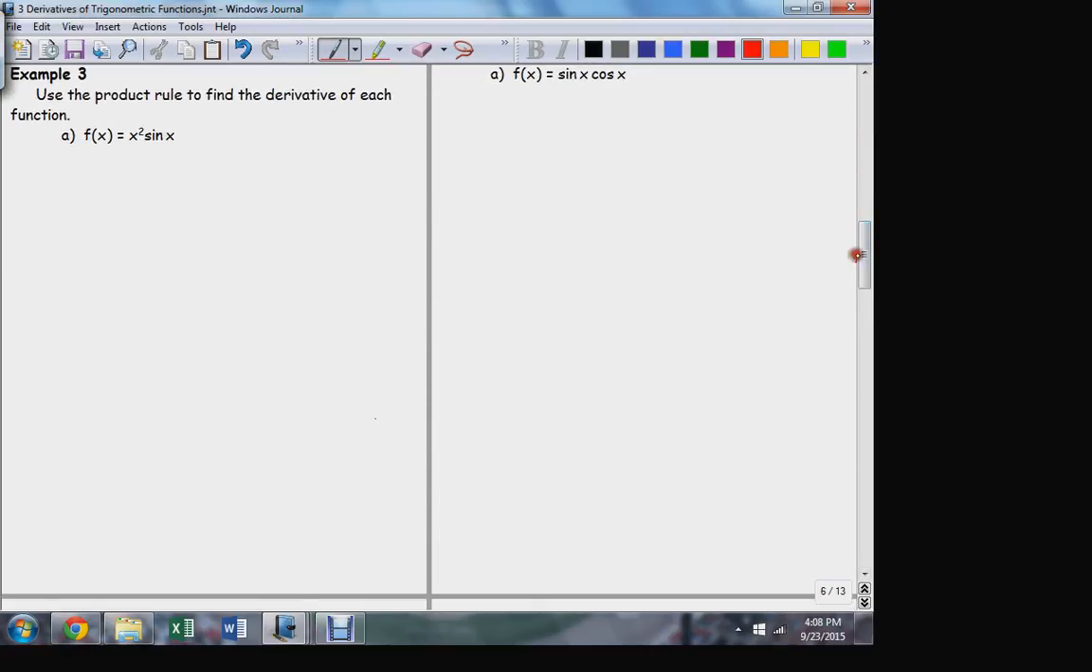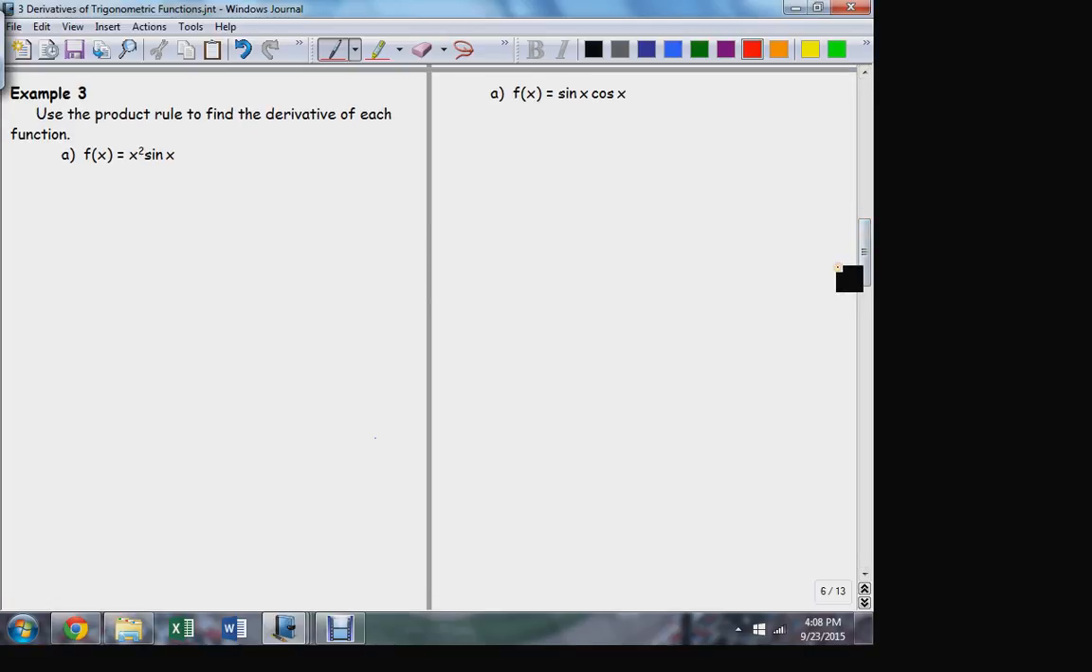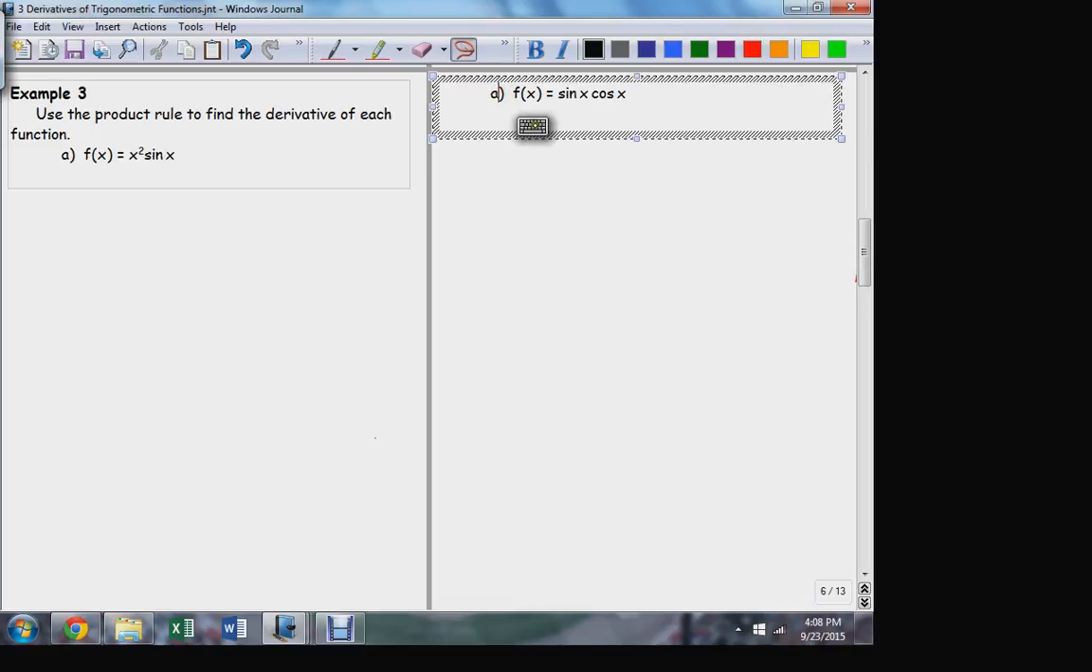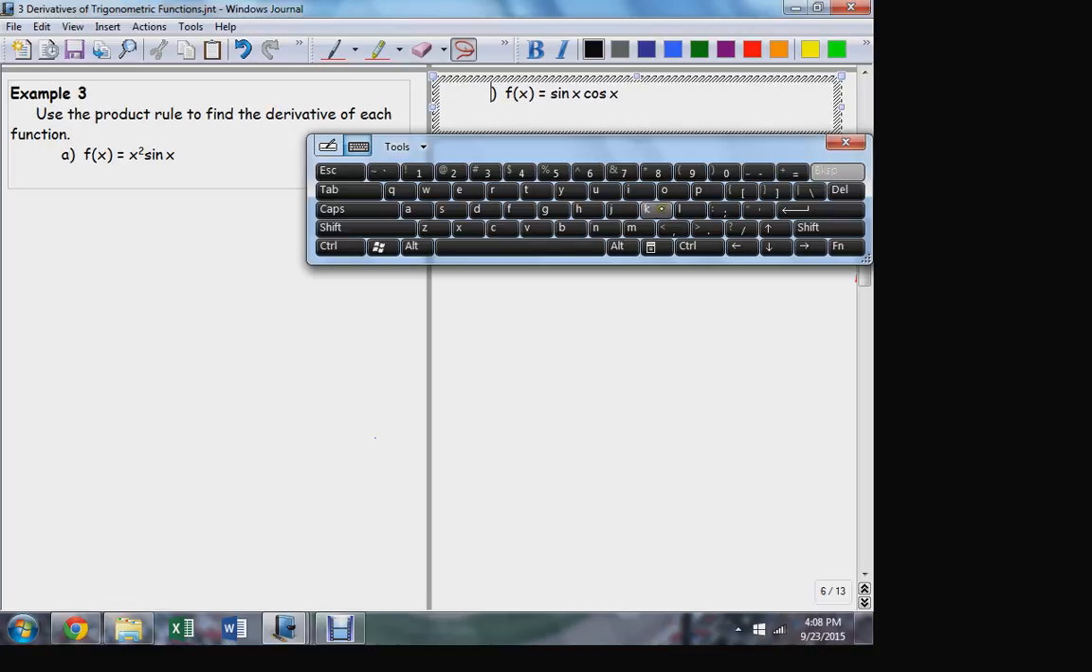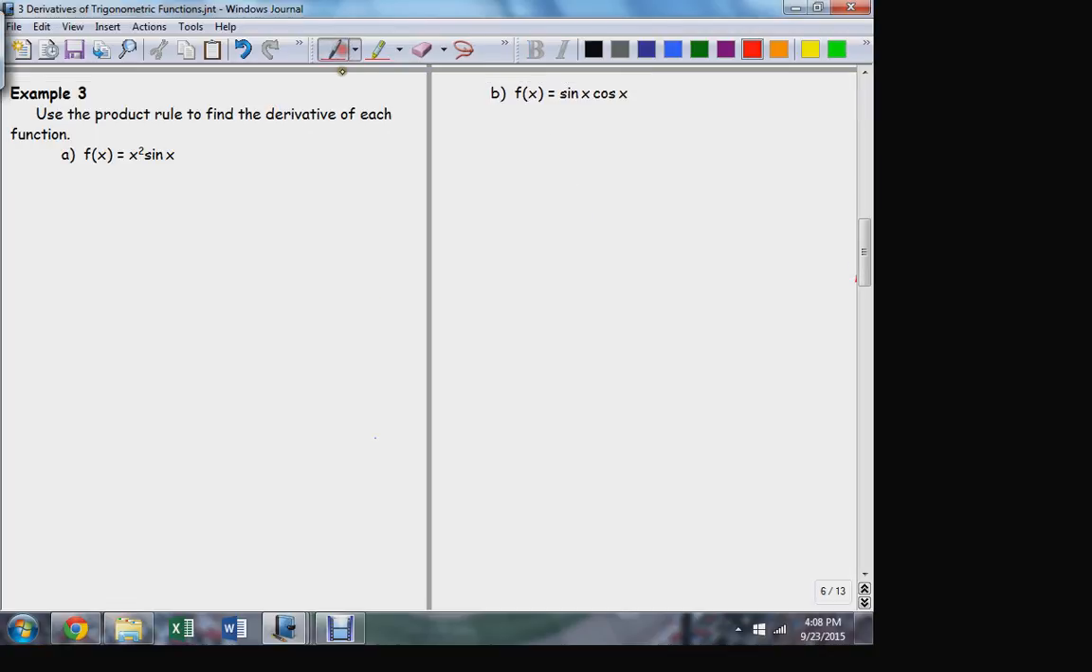Okay, and now we do have a new sort of function that comes under the rules of the product rule. Here are two different types of functions being multiplied together. In example A, I've got a polynomial form multiplied by a trig function, and in part B, I've got two trigonometric functions being multiplied together. So this is the kind of arrangement that the product rule was designed to handle.